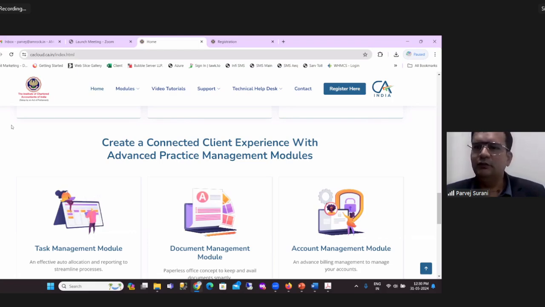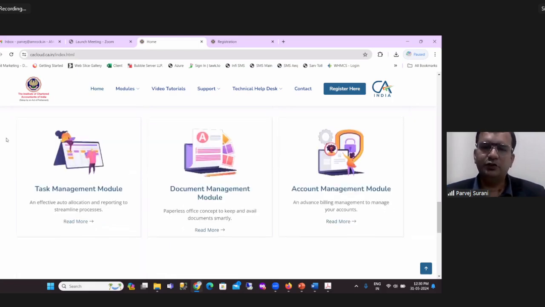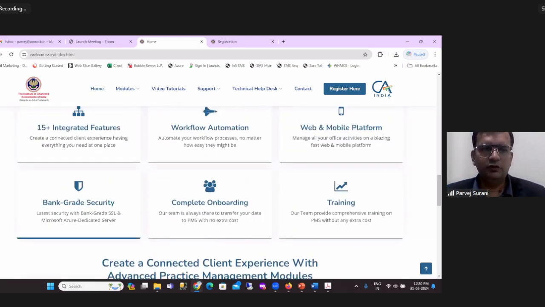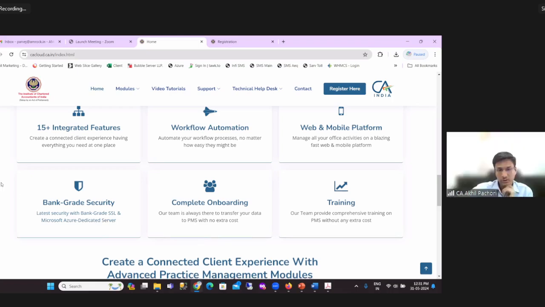And the third is that our data is saved in encrypted format, like bank-grade security. Here you can also see the bank-grade security is available in our practice management software. So all these security measures are available, and there is no need to worry about your data. Right. So as pointed out, there are three levels of security implemented by the PMS software.